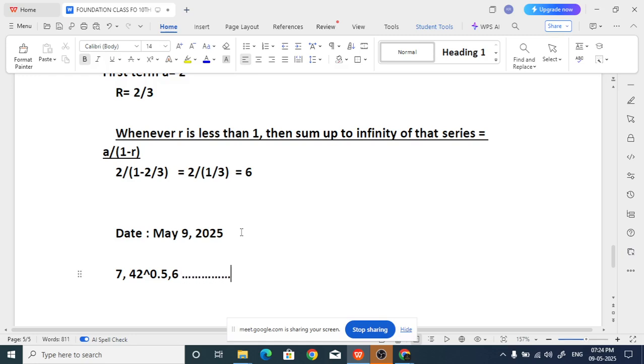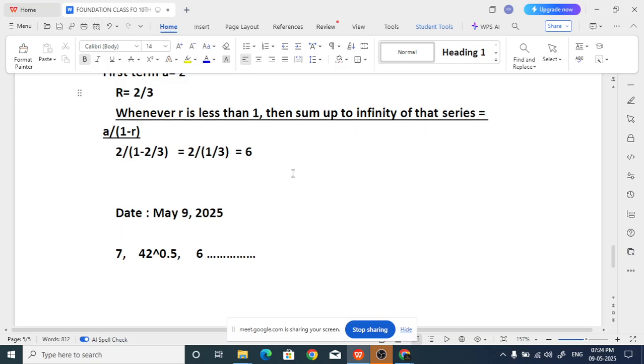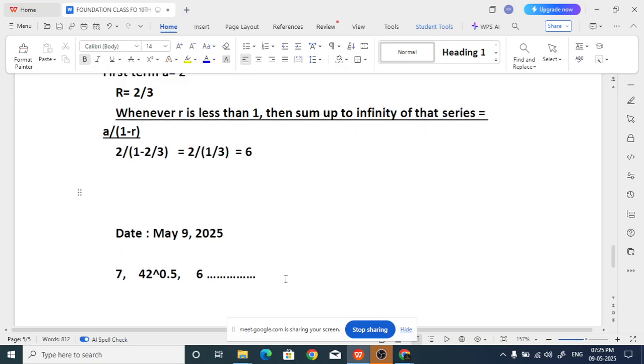Is it AP or GP? 7, comma, root 42, comma, 6. Only 3 terms are given. Now you have to find what is this progression. Is it the arithmetic progression or geometric progression? First term is a. Geometric progression. Why do you say geometric progression?